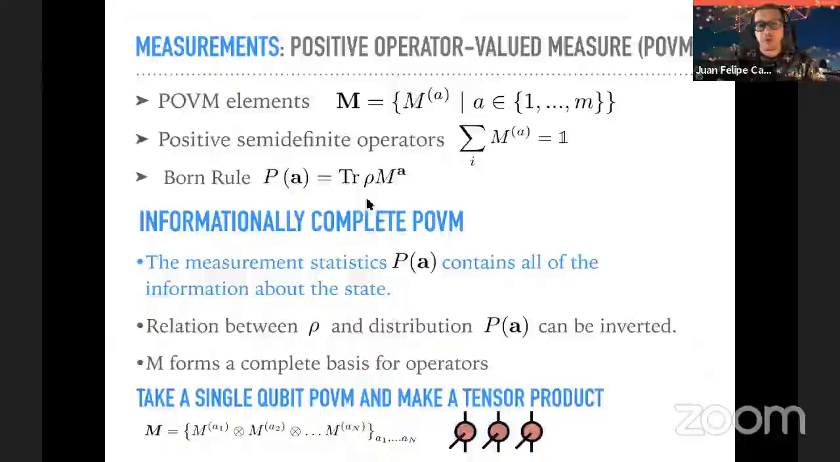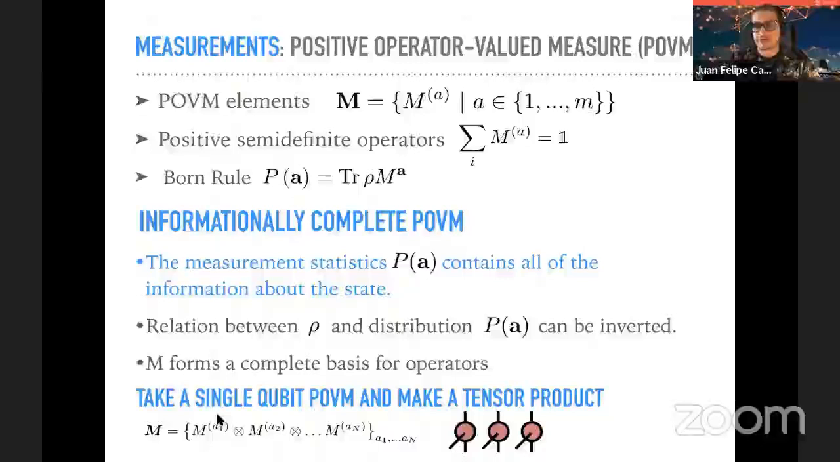So here, we go from the state to the probabilities. If you measure an informationally complete POVM, then you can express rho in terms of the probability distribution P. The other aspect is the characterization of information completeness: M forms a complete basis for operators in a Hilbert space. And the way we construct the measurements is motivated by experiments.